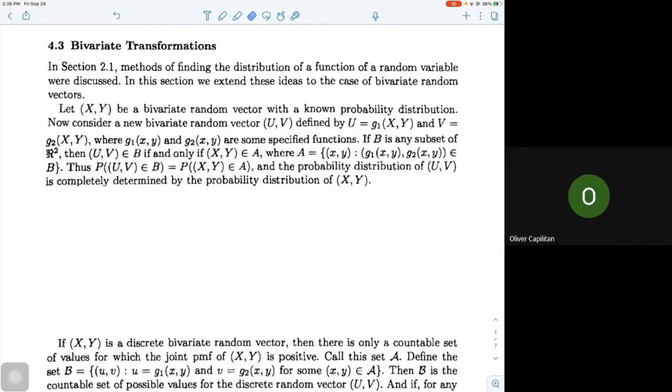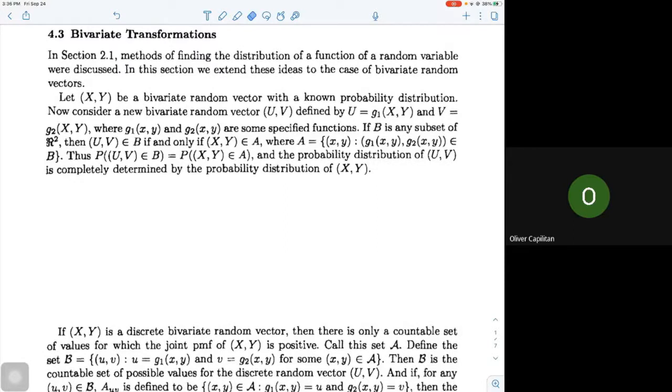If we have a B, a subset of the Cartesian plane, then the values of this vector UV are an element of this subset B if and only if the value of this vector XY is also an element of A, where A here is the set of all XY, an element of R square, such that this ordered pair g sub 1 XY and g sub 2 XY is an element of B.